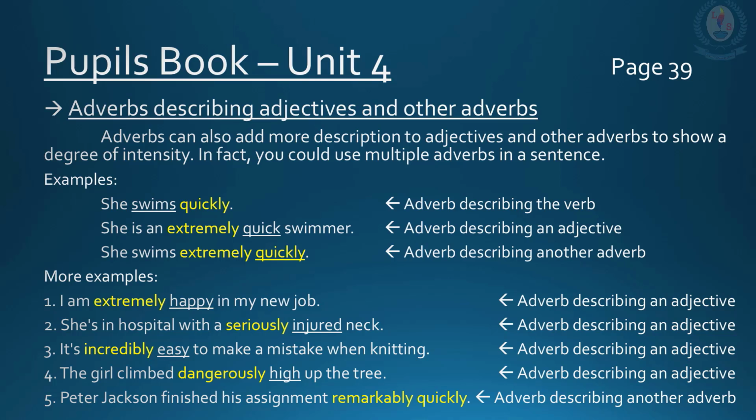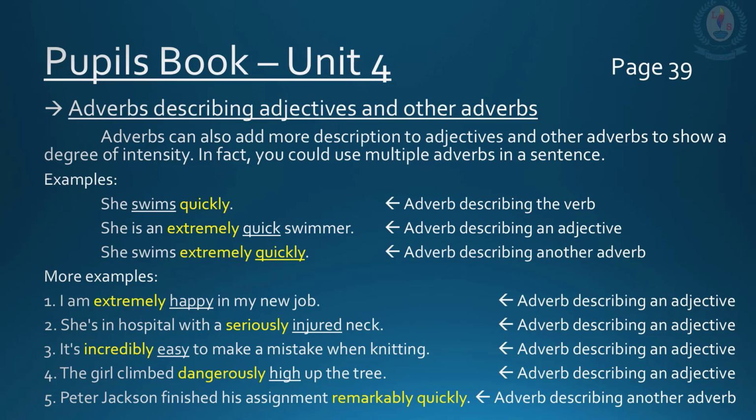Okay. And finally, we have an instance where we have an adverb describing another adverb. You can simply say she swims quickly, but you can use another adverb in front of quickly and say that she swims extremely quickly, meaning she is swimming really fast, right? She swims extremely quickly. So this is an instance where you have an adverb describing another adverb.